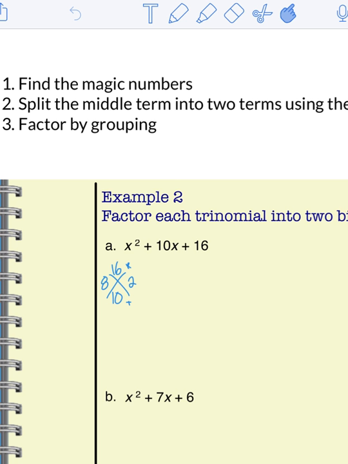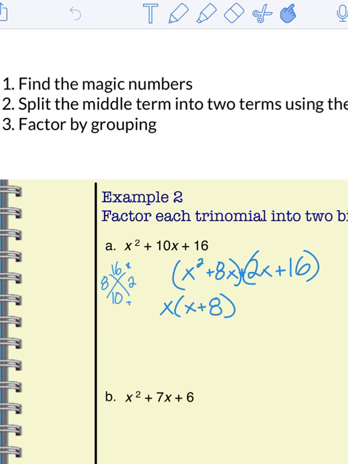Step 2, I split the middle term into two terms using the magic numbers. So I'm going to rewrite this trinomial, but instead of writing 10x, I'm going to write plus 8x plus 2x, and then plus 16. All right, and then step 3, I factor by grouping, so let's group them into our two binomials, and then let's factor out the GCF. X squared and 8x have an x in common. I'm left with x plus 8. And 2x and 16 have a 2 in common. I'm left with x plus 8.